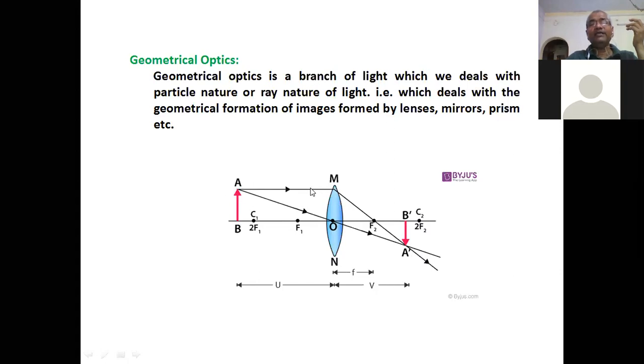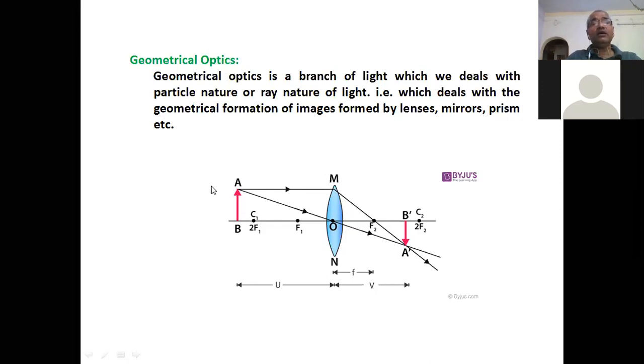So the ray of light is shown by these lines. This is the incident ray, AM is the incident ray, as well as AO is the incident ray, and after refraction, these rays pass through the focus, and there is a formation of the image. Where the image will form depends upon the position of the object. Depending upon where the object is placed, the image will be formed.